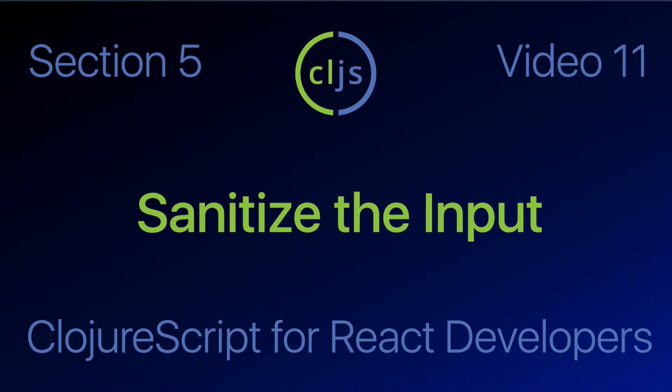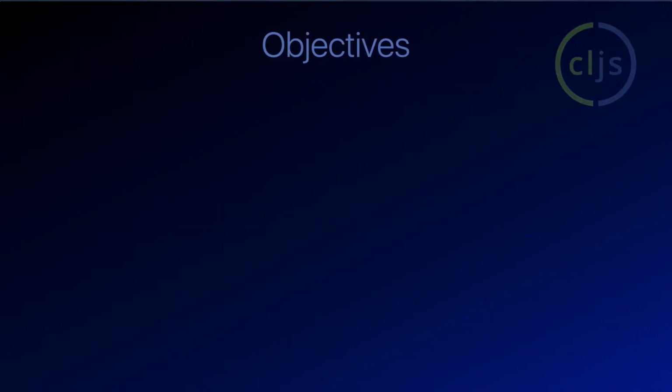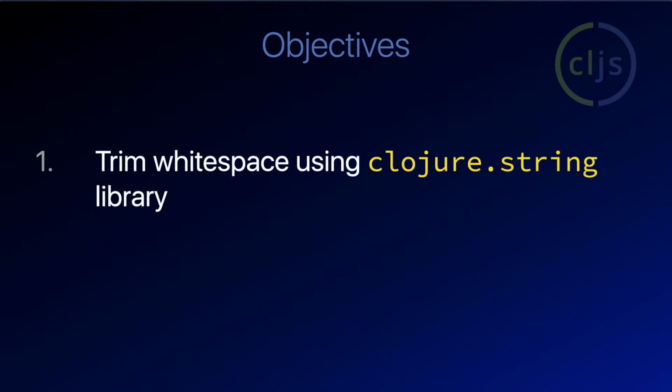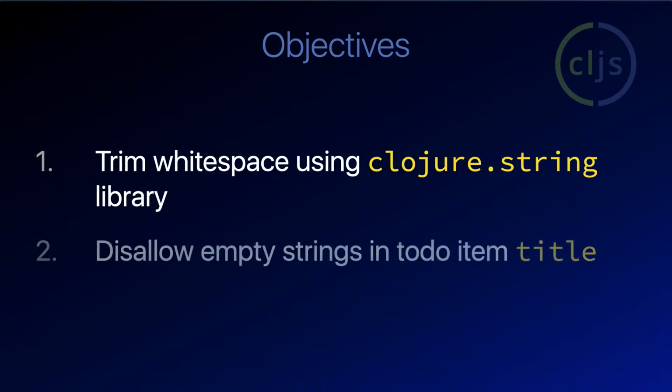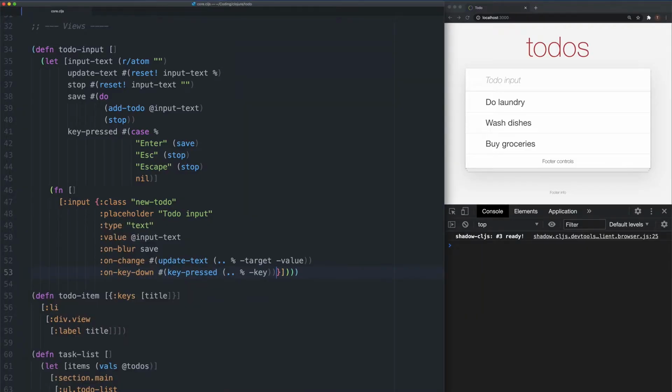Sanitize the input. Our objectives are: we will trim any whitespace from the beginning and end of the text input string, making use of a function in the clojure.string library. We will not allow the user to enter an empty string as the title of a to-do item. As our app currently stands, the user can add whitespace to the beginning and end of the input text for the title of a to-do item.